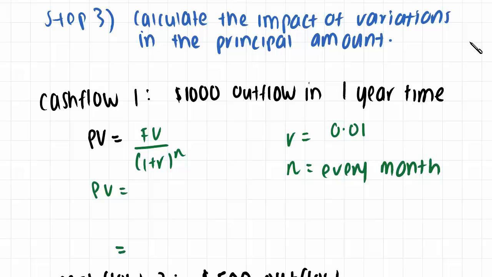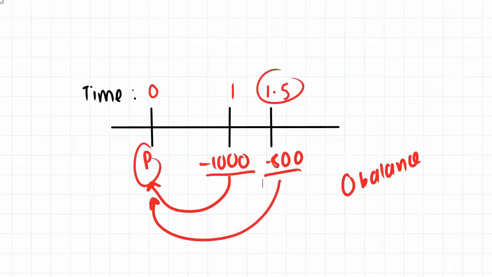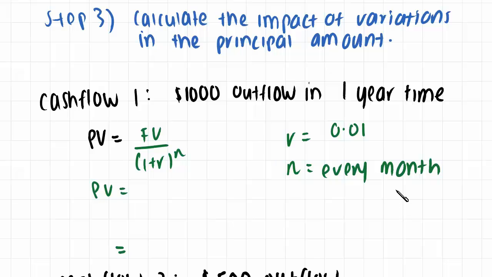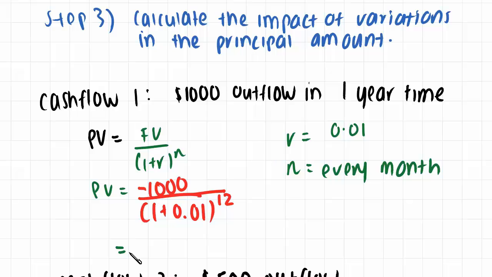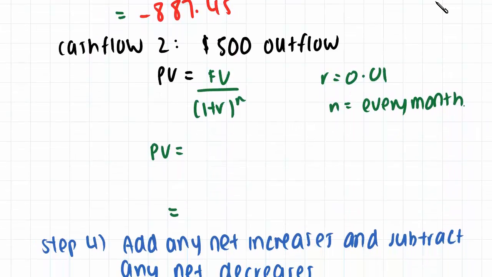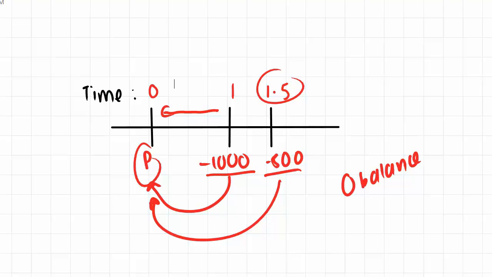So we'll start off with a $1,000 outflow in the first year. So if you notice here, in our timeline, there's only 1 year of discounting that it receives. As a result, that's 12 months of discounting. So we put 1,000 here, 1 plus we know the rate is 0.01 and then 12, okay? And therefore, we should get a value of around that. Make sure it's always negative so that we know that it's a withdrawal, it's taking money out. So it's minus $887.45, okay?